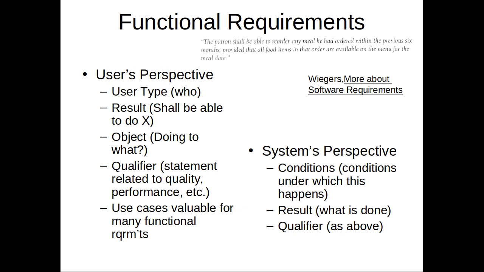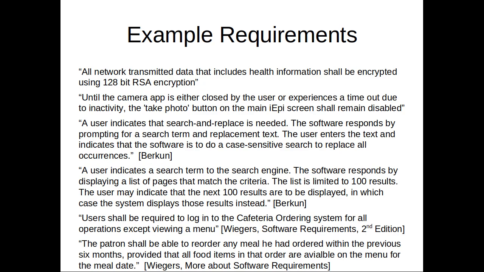So they are valuable for many functional requirements because they capture elements of this, right? They capture the user type, doing certain things to certain components of the system, etc. Very useful, not exhaustive. Now, there may additionally be things from the systems perspective, the conditions under which this is possible, or what is performed as a result. Here are some examples. Example requirements: all network transmitted data that includes health information shall be encrypted using 128-bit RSA. That's of course the encryption algorithm.